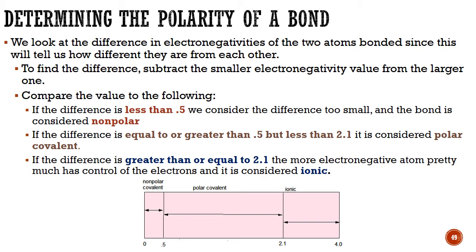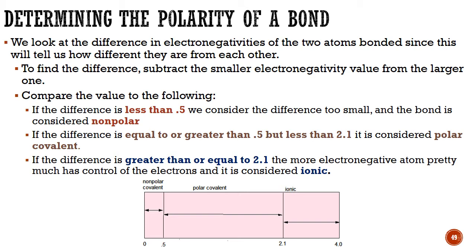And so then you compare the value to this range. If the difference is less than 0.5, that means the two atoms are very similar to each other, so they pull pretty evenly, and we consider the bond to be nonpolar. So smaller than 0.5 is nonpolar. If the difference is equal to 0.5 or greater than 0.5, but less than 2.1, we consider it polar. There's a pretty large difference between the two atoms. The one with the higher number will have a stronger pull on the electrons.